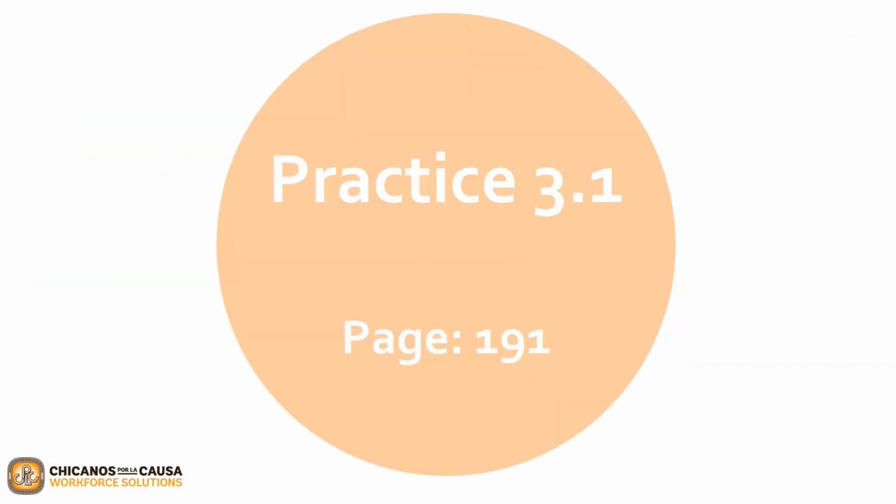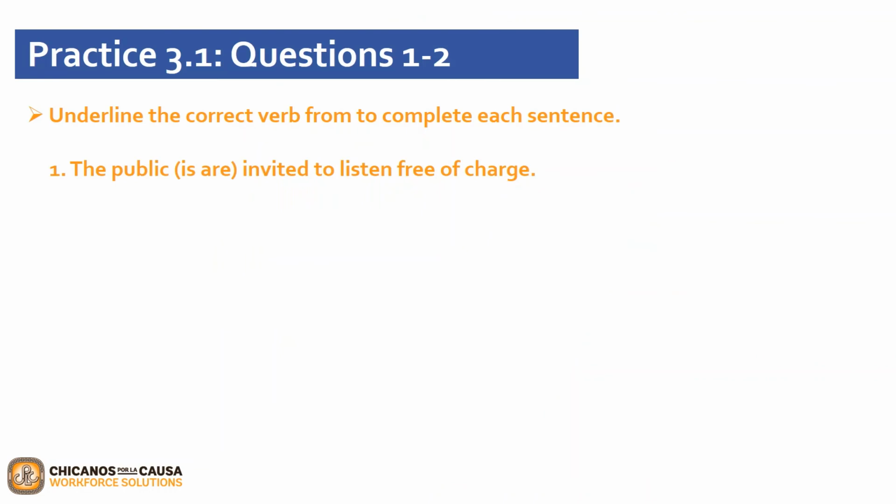Now that we've gone over agreement with a simple subject, let's move along to practice 3.1, found on page 191. The first question says, the public, parentheses is, are, invited to listen free of charge. What would be the correct verb to complete this sentence? The correct verb would be, the public is invited to listen free of charge.